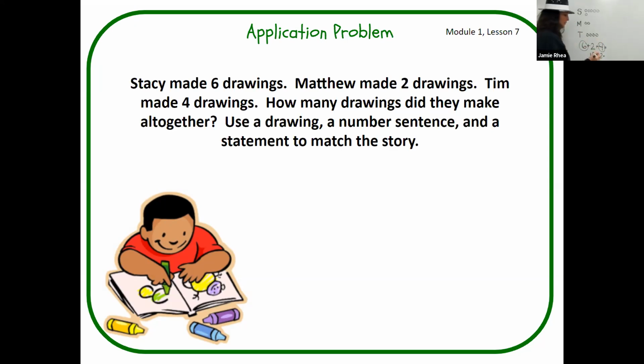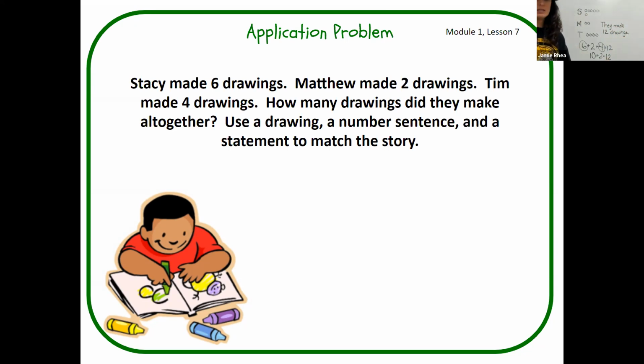10, 11, 12. So how many drawings did they have all together? 12, good. So now we need to make our statement to answer our question. How many drawings did they make all together? I'm going to write it right here. They made 12 drawings. And I'm going to put a period at the end because it makes it a complete sentence.